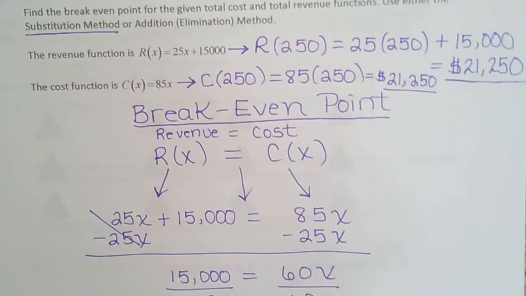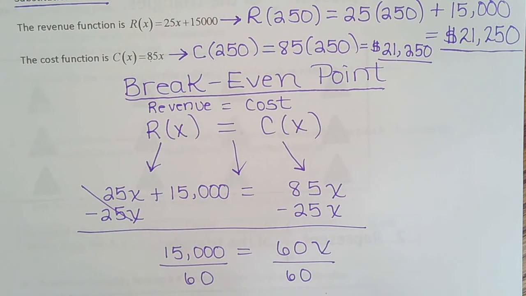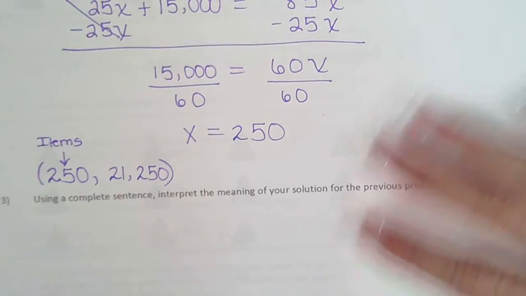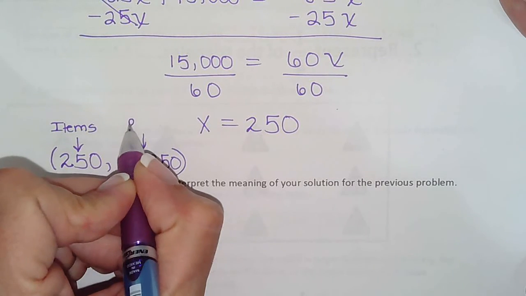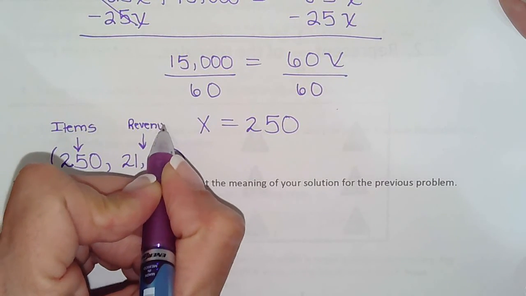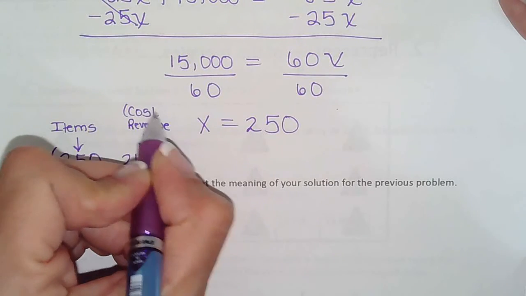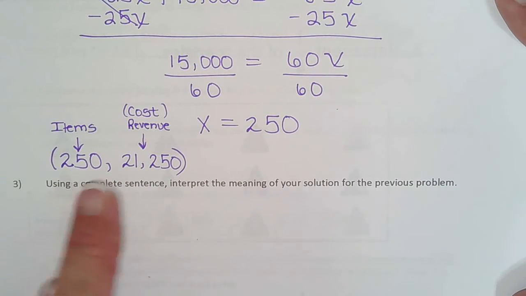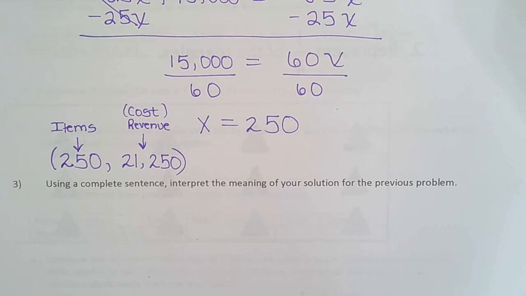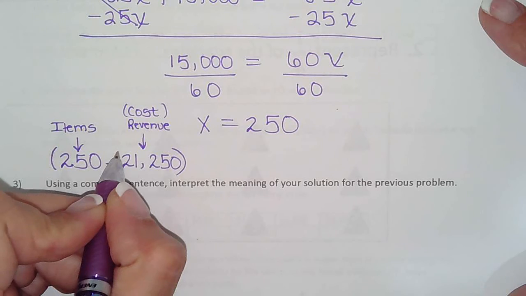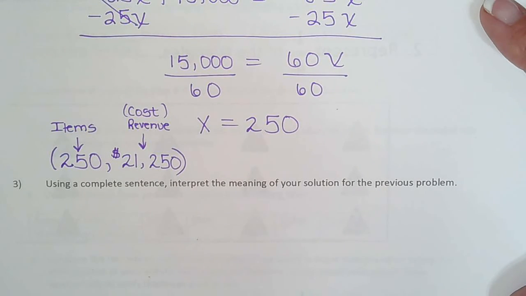So that's going to be our y, 21,250. So this is how many items you would have to sell. And this is your revenue or your cost, because we just showed that they're the same, right? So if we sell 250 items, we have a revenue of this and a cost of this. Therefore, we have broken even. We might as well put that dollar sign because we know revenue is going to be dollars.